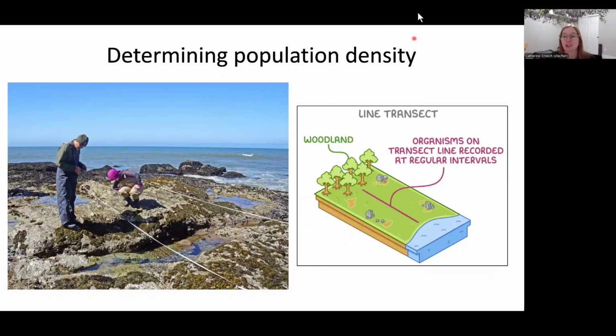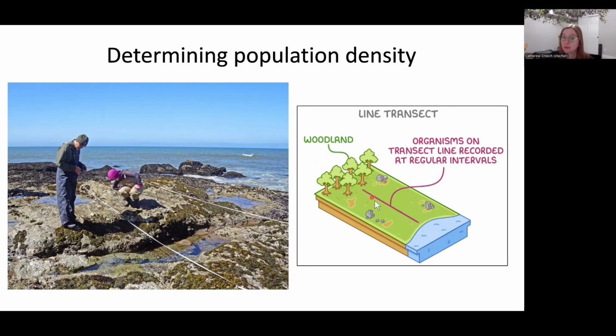Next, we have a transect. A transect is basically just a line, and you collect data along that line. So here I have a visual of it. I've got a woodland, and I've got a lake or a pond or the ocean, a body of water. And I'm curious how my plants change between these two boundaries.